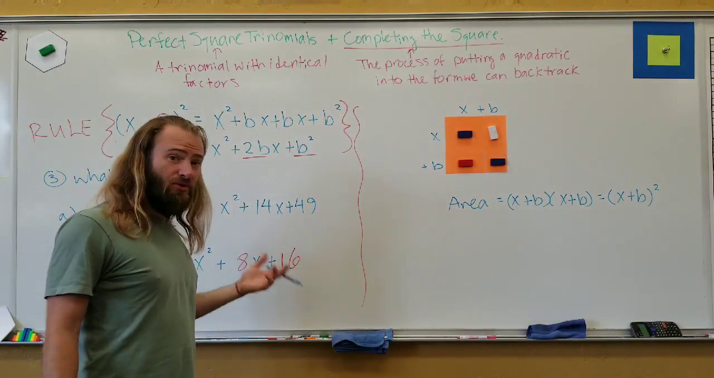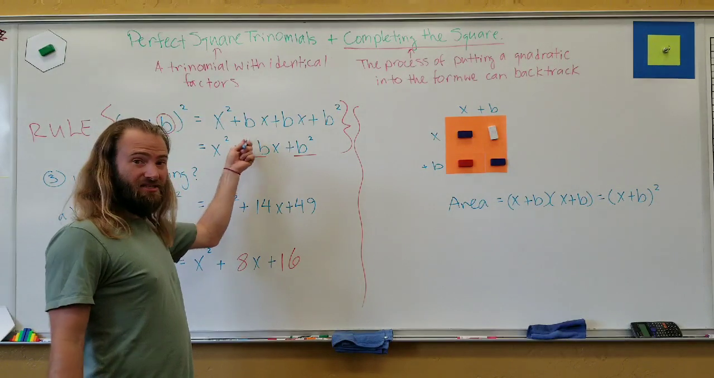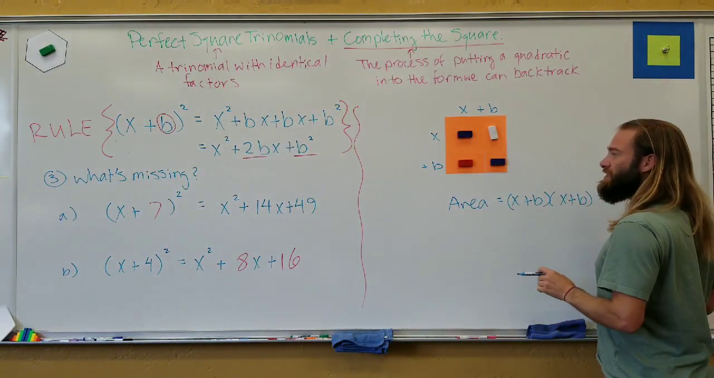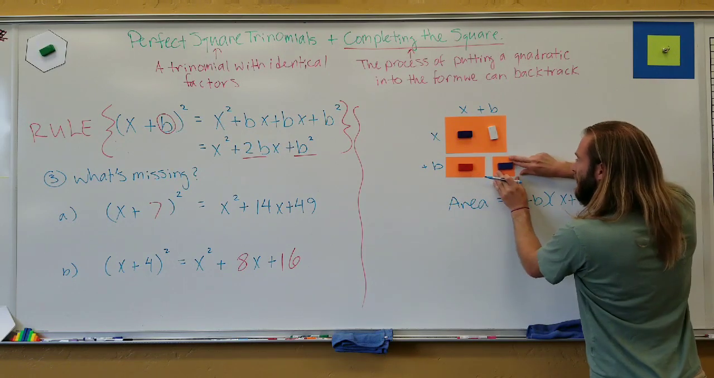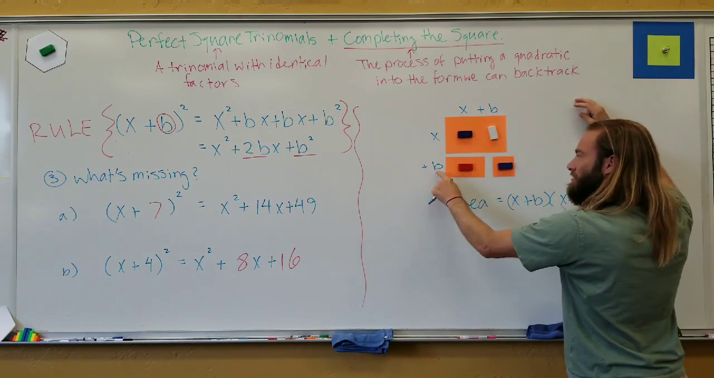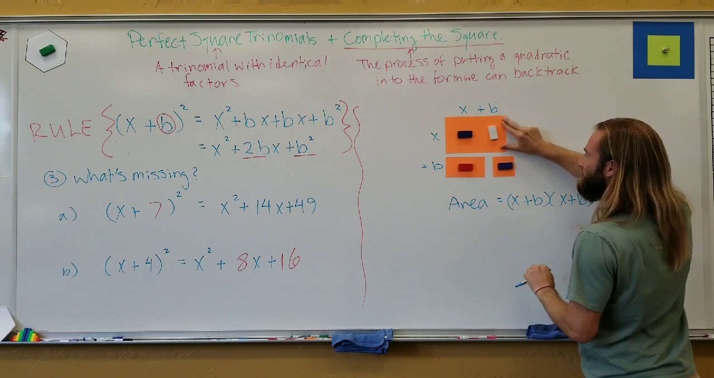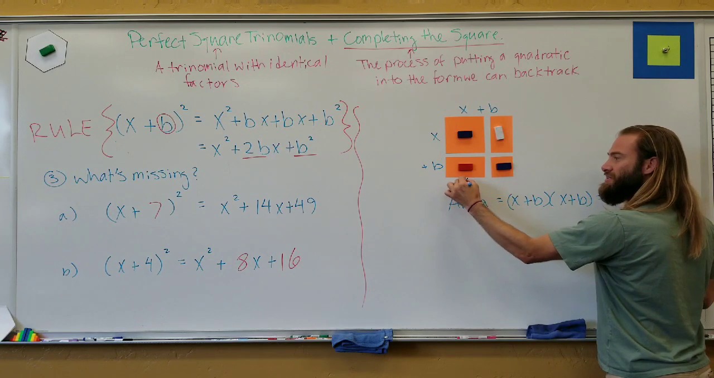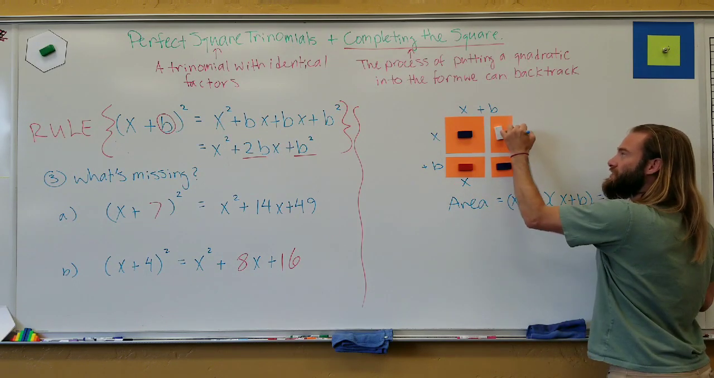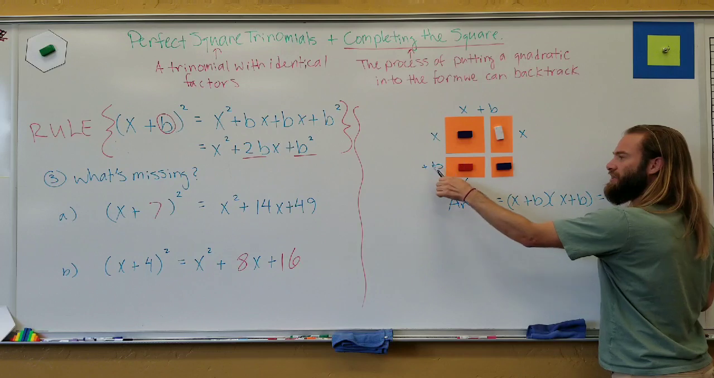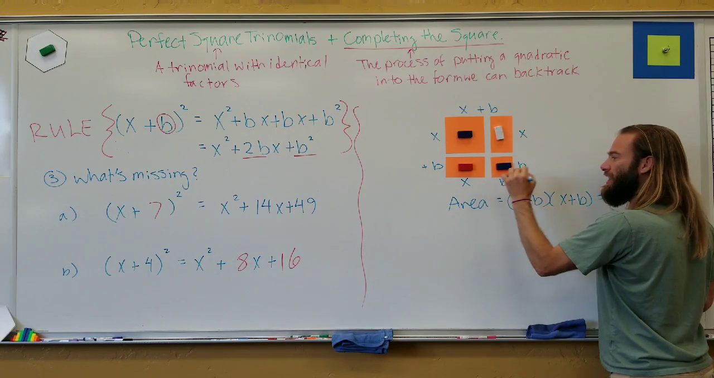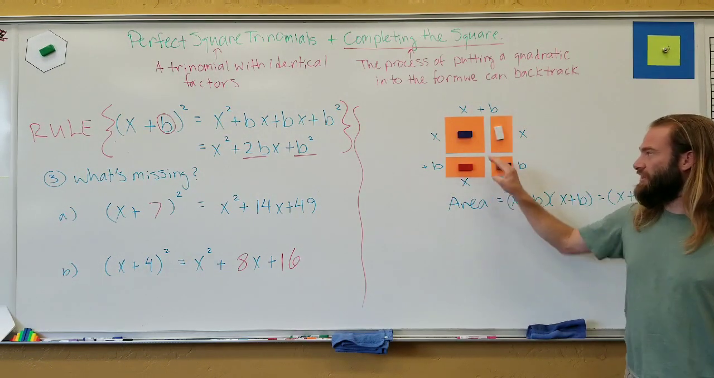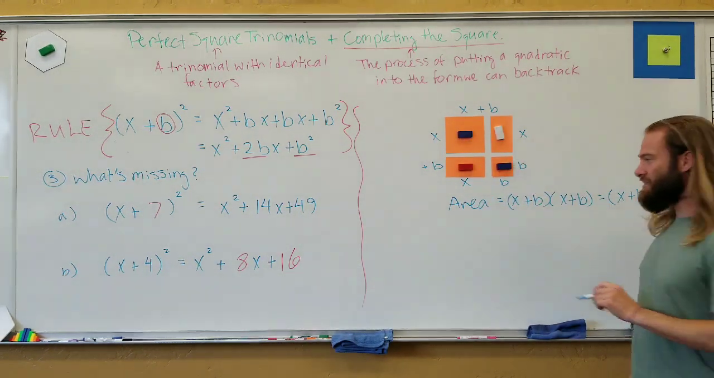Well, here's the cool thing. This will help us see this as well. If you think about it in all of its pieces, I sliced it that way and that way based on where x and b are separated. Well, how long is this? That's x, right? And then this is also x, and then this mini square here is b by b, isn't it? So another way to find the total area is to split it into its smaller pieces.